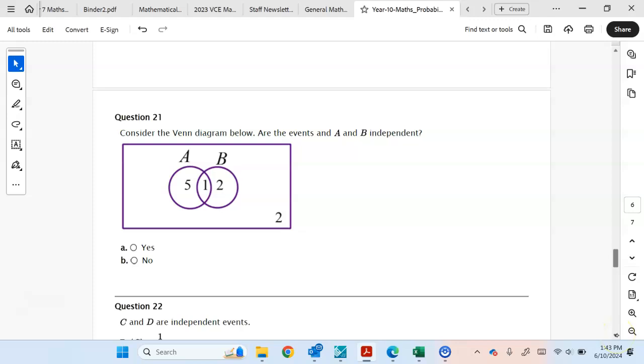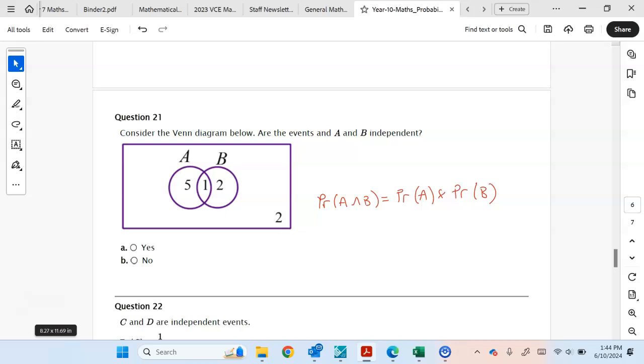Consider the Venn diagram below. Are the events A and B independent? For independent events, we've got the formula: the probability of A and B is equal to the probability of A times the probability of B. That just tests whether they're independent. We've obviously got no context here, but we can just use this formula.